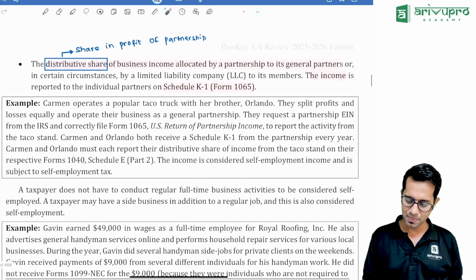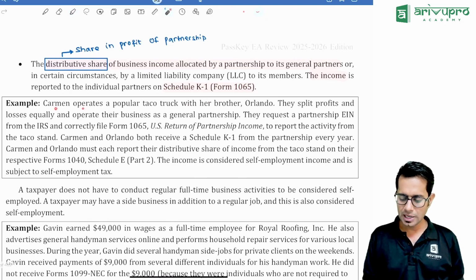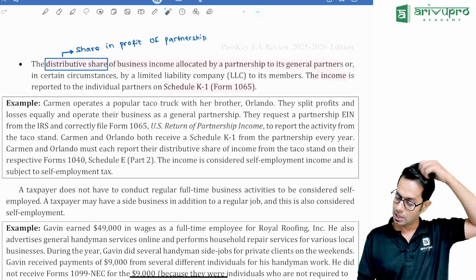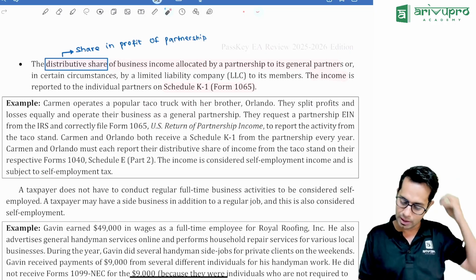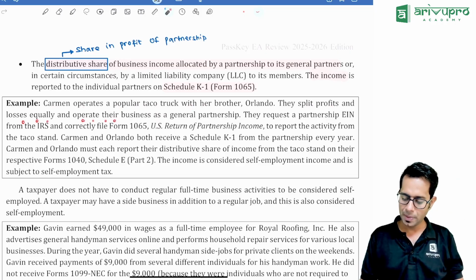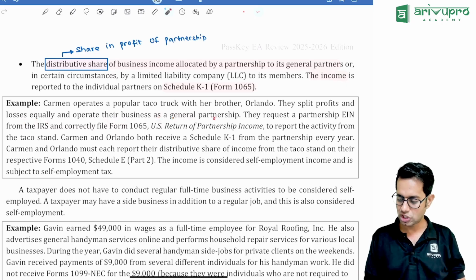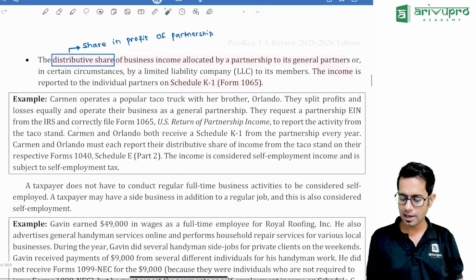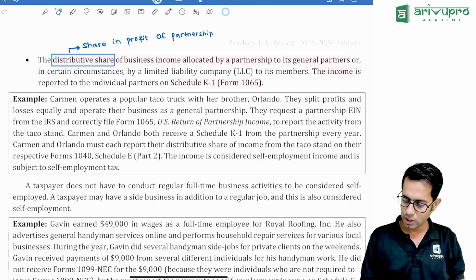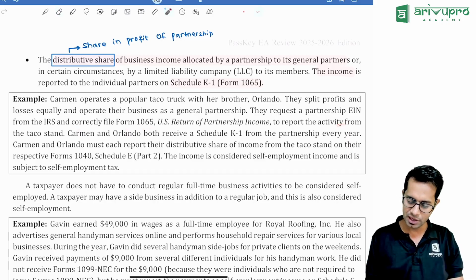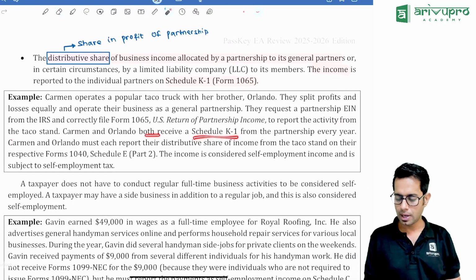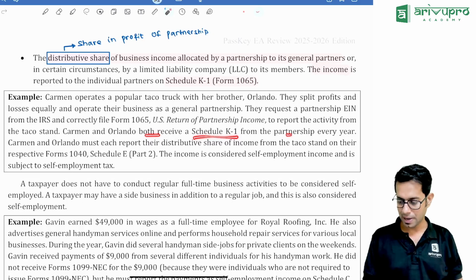We'll see that example. C operates a popular taco truck with her brother O. They split profits and losses equally and operate their business as a general partnership. They request the partnership EIN from the IRS and correctly file Form 1065 to report the activity from the taco stand. C and O both receive a K-1 from the partnership every year.